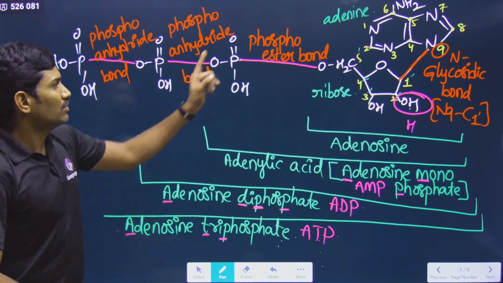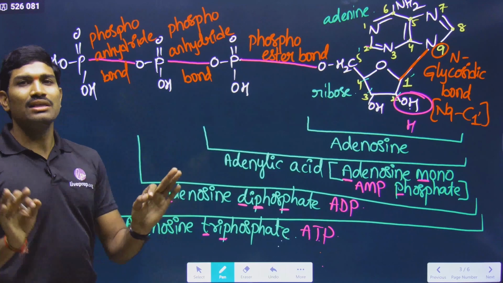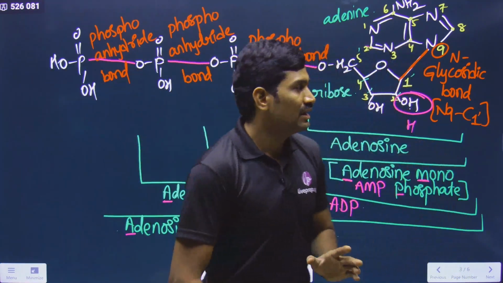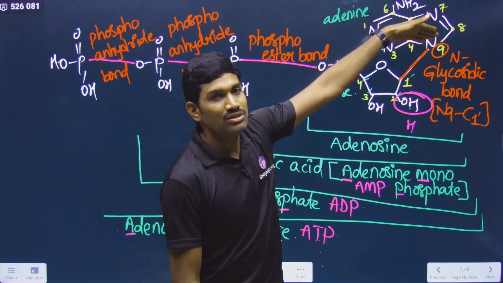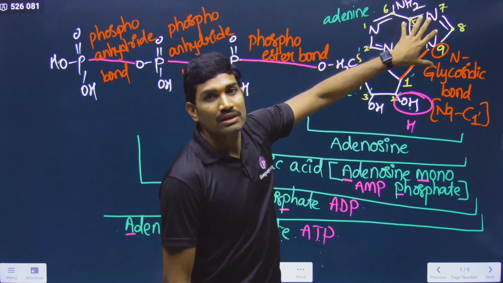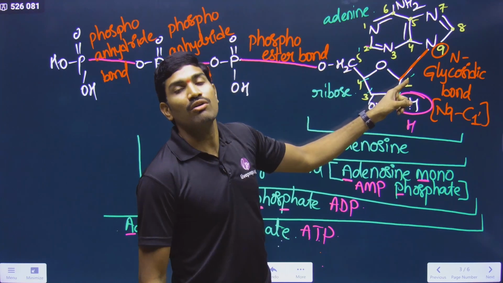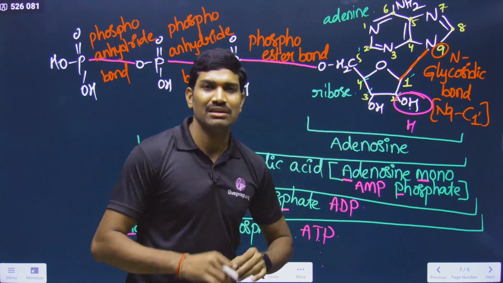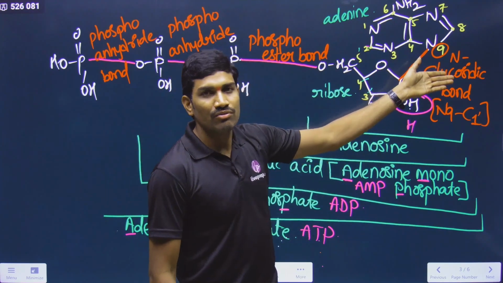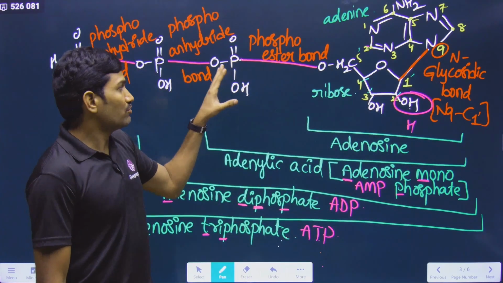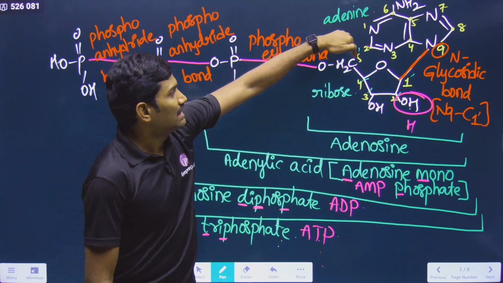These are the names of the bonds. All these names were very clearly given in NCERT. So you need to remember bonds also. And what they said: nitrogen of this nitrogenous base is attached to C1 prime of sugar. Very clearly in a sentence they give. So you need to understand. And the bond formed is an N-glycosidic bond. And phosphate is attached to C5 prime.